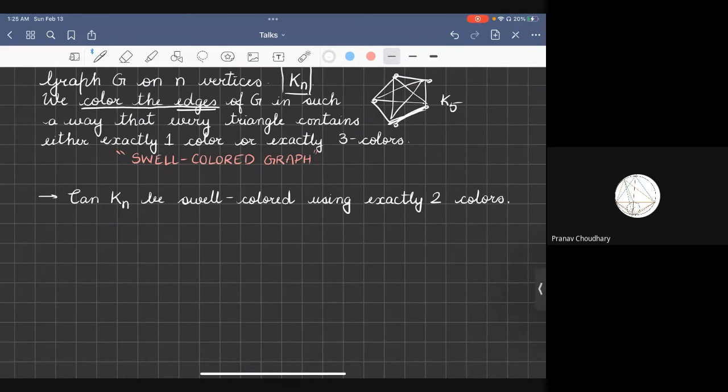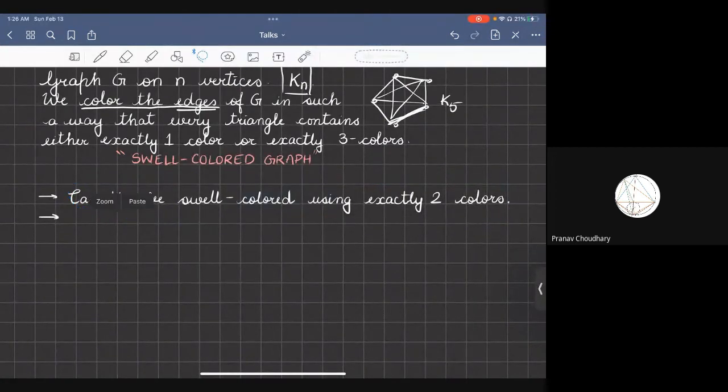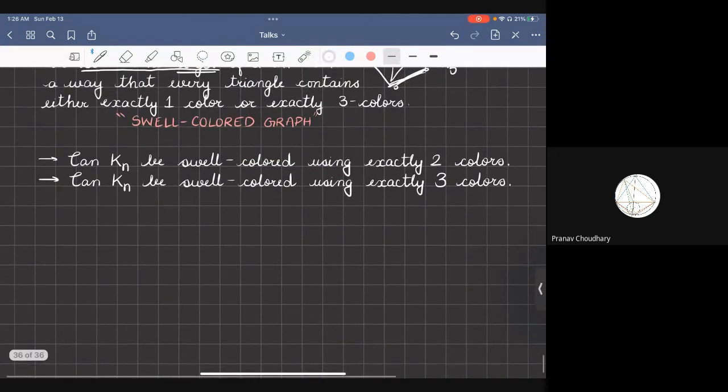Okay, great. What about three colors? Can K_n be swell colored using exactly three colors? In fact, can you find all n for which K_n can be swell colored using exactly three colors? Is it all n equal to 3k? I don't know. You give me a proof of it.